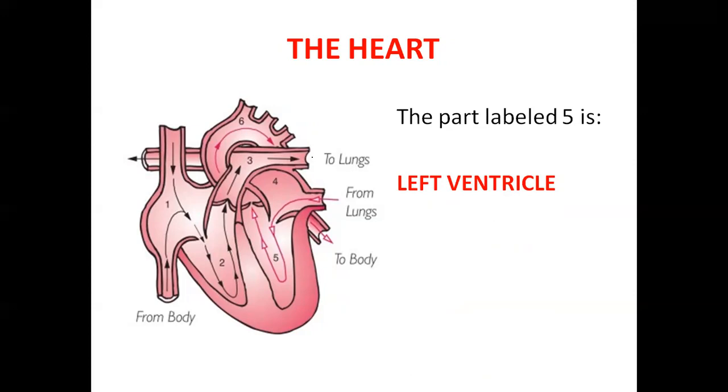The left ventricle receives the oxygenated blood from the left atrium, right? Now, as you can see the arrow here, and the valve over here is the bicuspid valve, or the mitral valve. Okay, mitral valve.